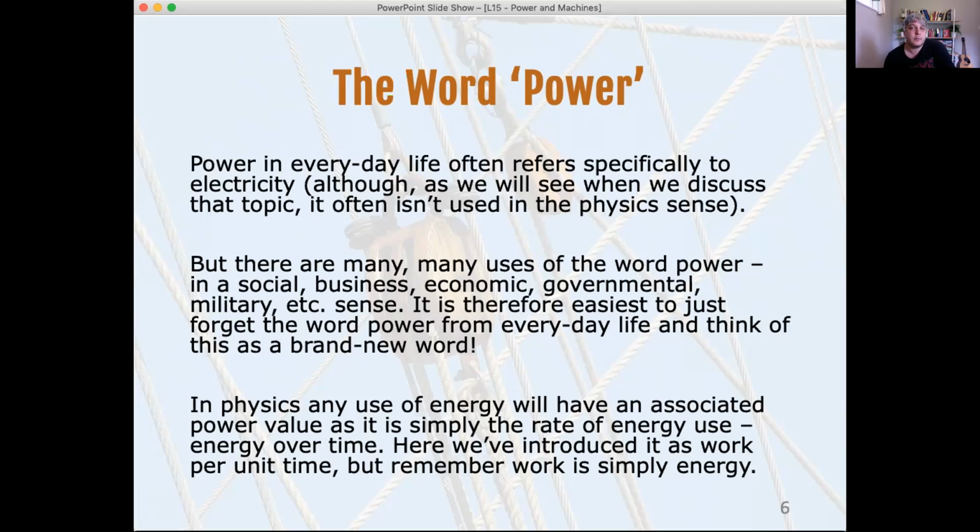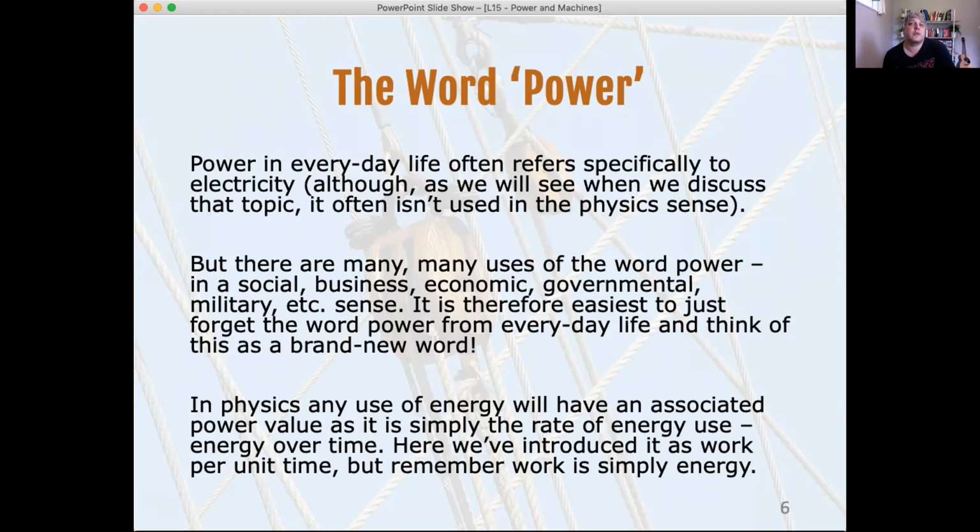In everyday life, when people talk about power, one of the most common uses is just a plug on the wall. You know, give me some power, plug in the computer. I need a power on the computer. Power in that sense is talking about electricity. Even then, it's not really used in the correct physics sense usually. We'll talk about electricity briefly later on in the course.